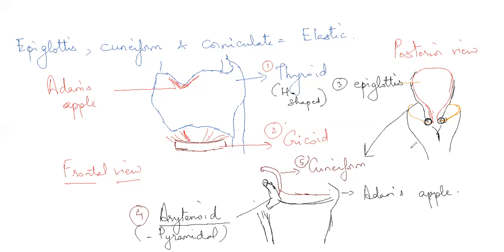These are the corniculate, the sixth cartilage, corniculate.